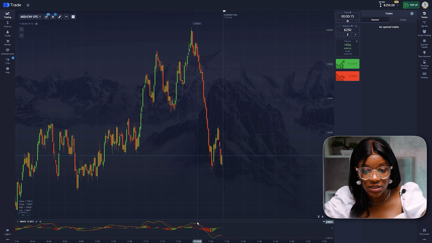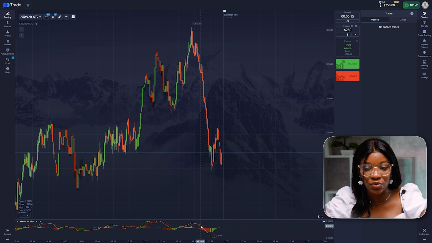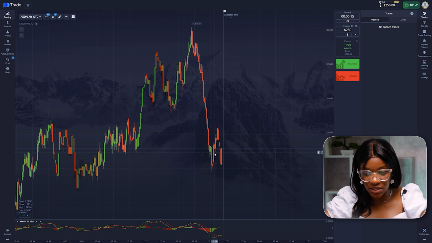Also, in this case, these lines are above the zero line and the green line crosses the red line from top to bottom. Then we open a short position. It's the same here, only the other way around.